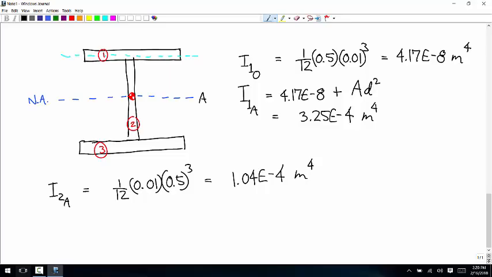And then the last one, rectangle 3, ends up working the same as the first one. So the area moment of inertia of 3 about its own neutral axis is 1/12 times 0.5 times 0.01 cubed.